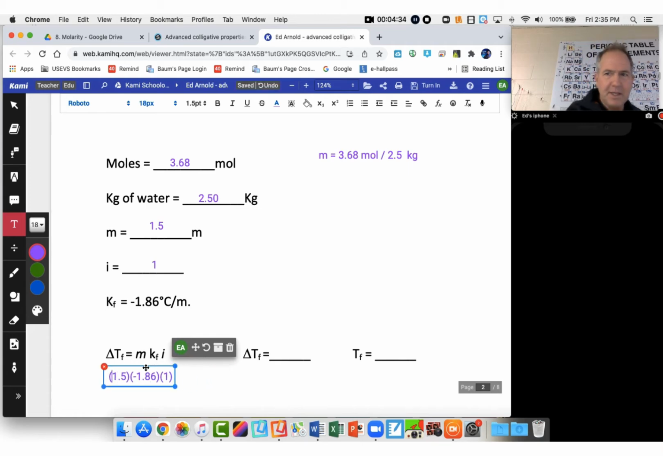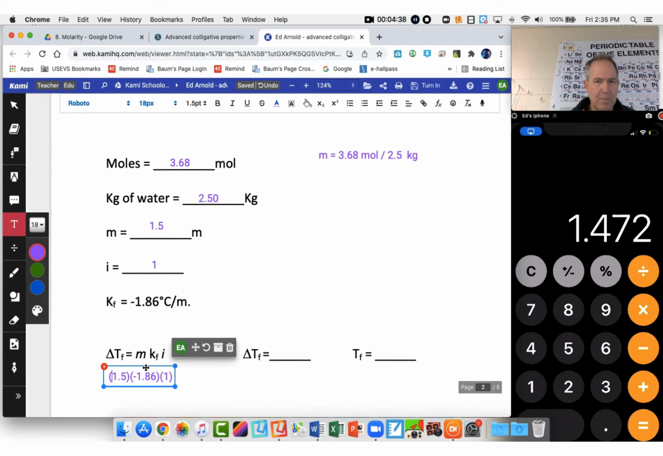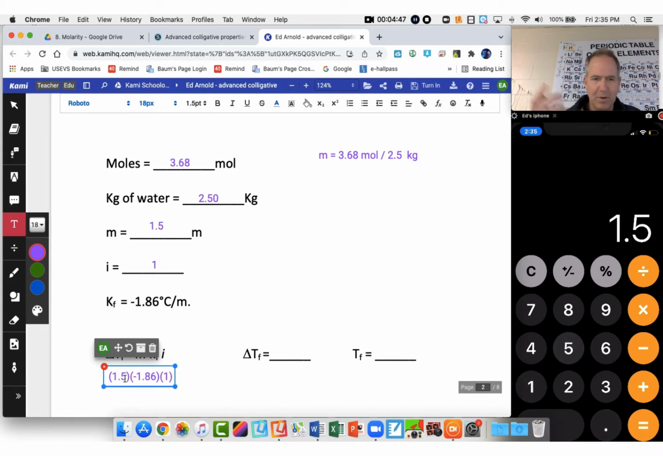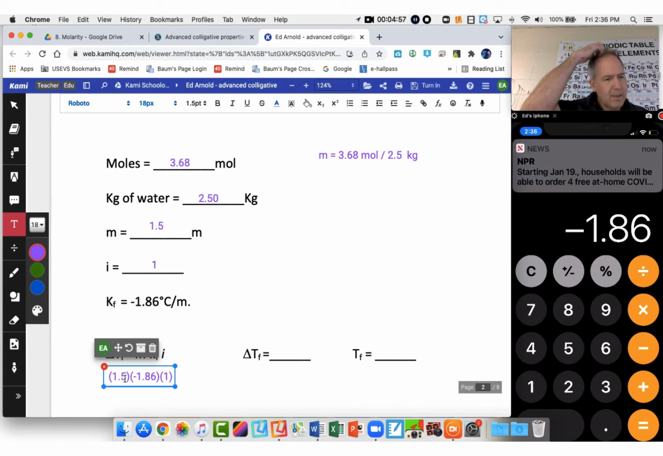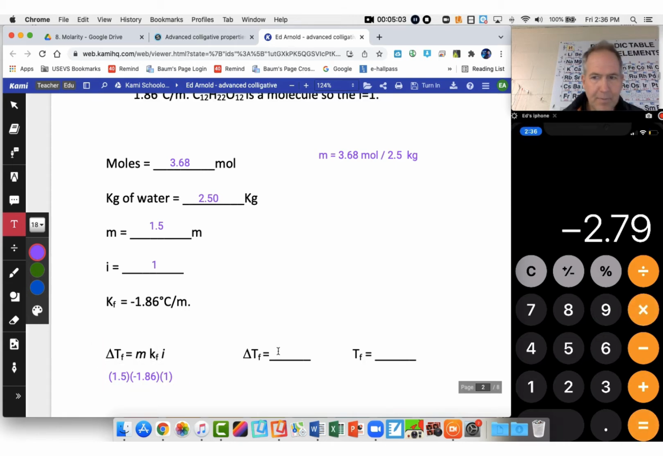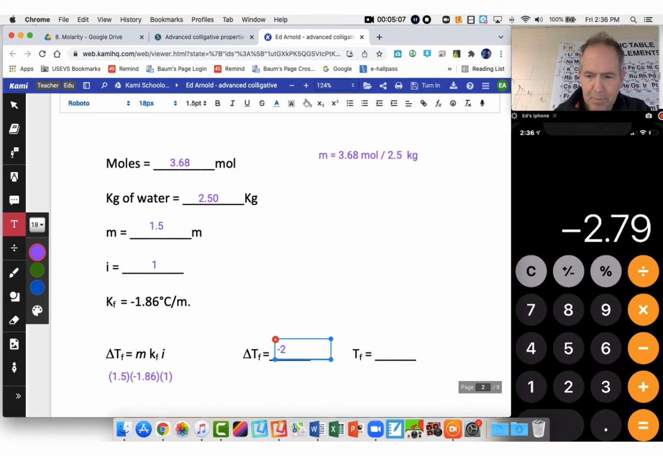Solving for delta T. Come on, calculator. Oh, you're still alive. I could keep that number in there. I guess I could put the 1.47 in there. 1.5, I won't though. 1.5 times 1.86, and then use the negative sign, and then times 1 equals negative 2.79. And that's degrees Celsius. And if you're trying to figure out how to type degrees Celsius, it's a lowercase o that's put into superscript and then a capital C.